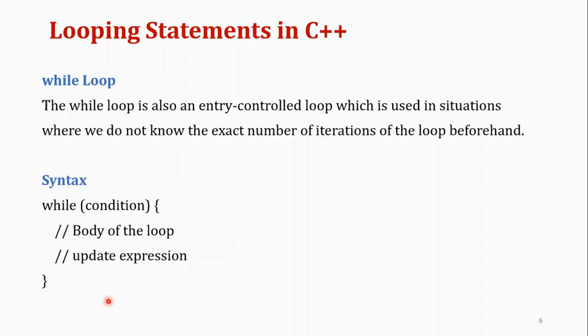And the next loop is the while loop. The while loop is an entry controlled loop. So only if the condition is true, the statements will be repeatedly executed. As long as the condition is true, the statements are executed repeatedly. If the condition fails, it comes out of the loop. So that is the while loop. Let us see the example.